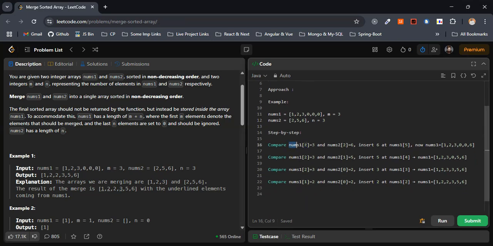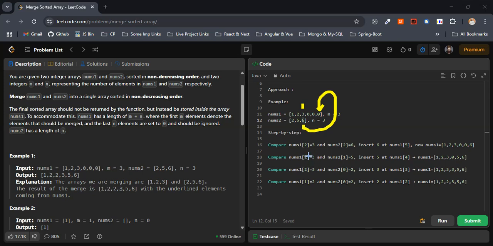So let's come to nums1 here. nums1 of 2 is 3 and nums2 of 2 is 6. We have already discussed this, 3 and 6. So we will be inserting 6 at the end of nums1. We are inserting 6 at nums1. Here we have the nums1 last element and nums2 last element we are considering, and 6 we will insert in the last place.